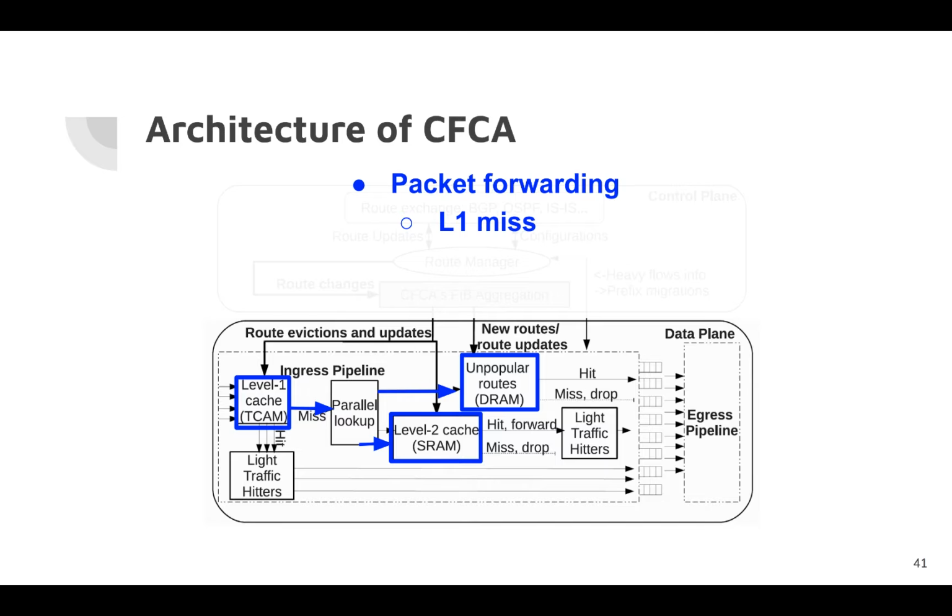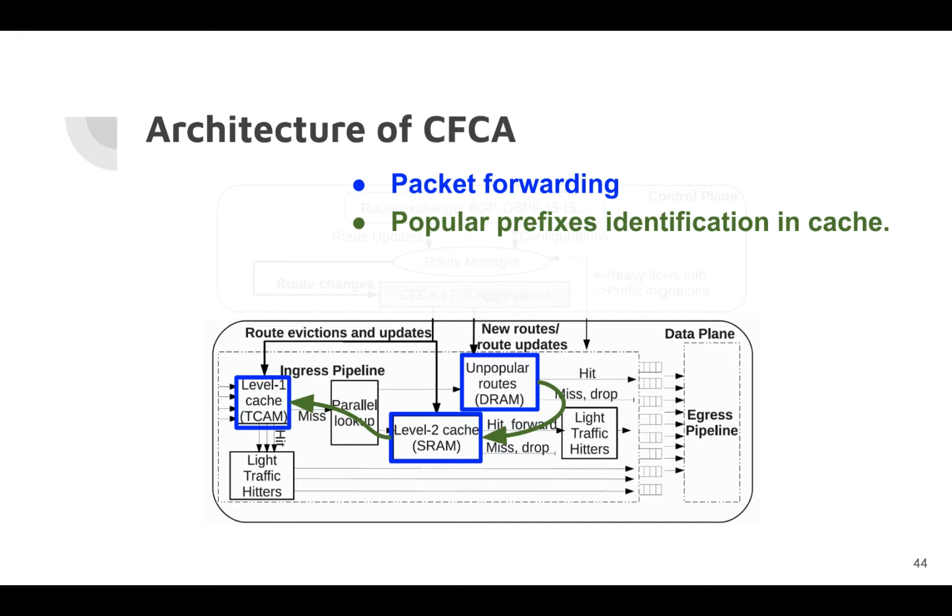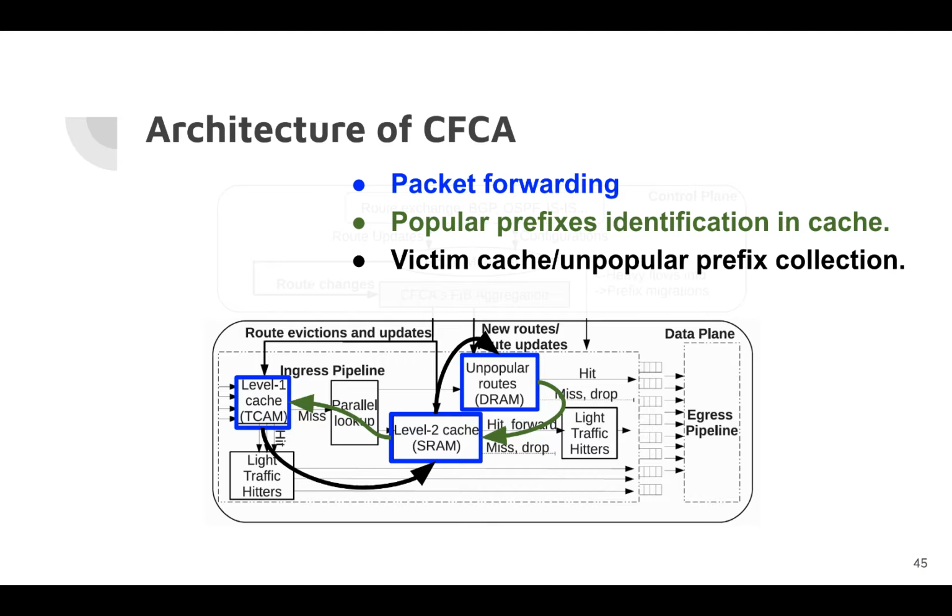On L1 miss, the packet is forwarded to the L2 cache and the slow FIB in parallel. L2 hit is treated similarly to L1 hit. Otherwise, the packet's destination IP address will or will not find its match in the slow FIB table. The table entries in the data plane are attached with counters. On reaching a predefined threshold, an entry is considered as popular and is moved to the faster memory. If the faster memory is full, a victim cache entry is evicted and replaced with the new cache entry.